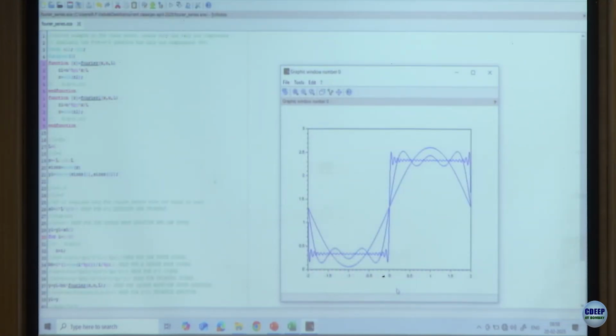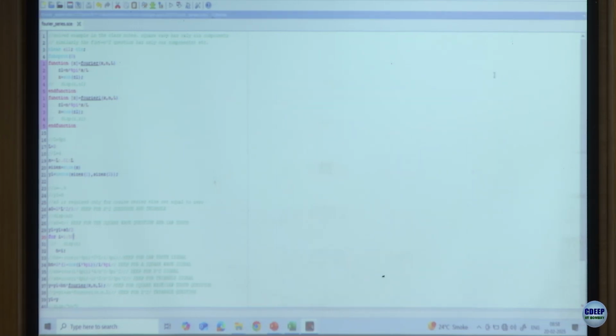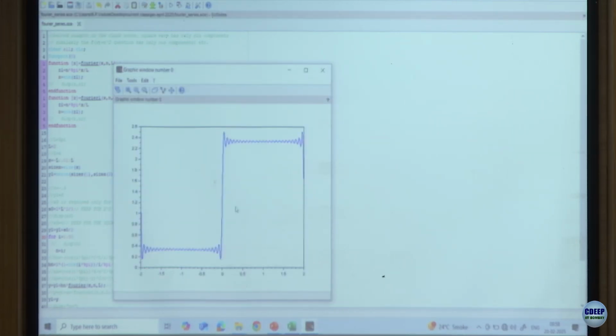Okay, so now you see that the 50 terms is the one that is almost looking like the square wave that I wanted. Let me get rid of the other guys so that we can just see only the 50 terms. It looks pretty good now, right? So it's the square wave that I wanted.